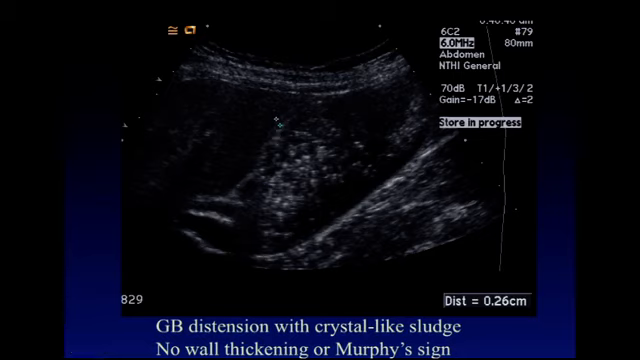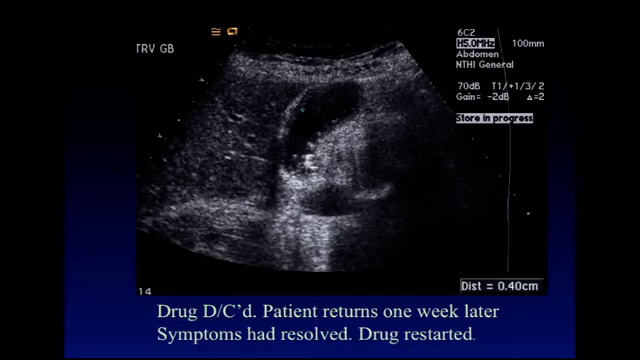Well, it was felt to be related to her chemotherapy because her gallbladder had previously been normal, so it was discontinued. She came back 1 week later feeling better. Her gallbladder starts to look better. Maybe there's a little bit of wall thickening, but all of that thick-looking sludge that was in the gallbladder is gone, just maybe a few little crystals.